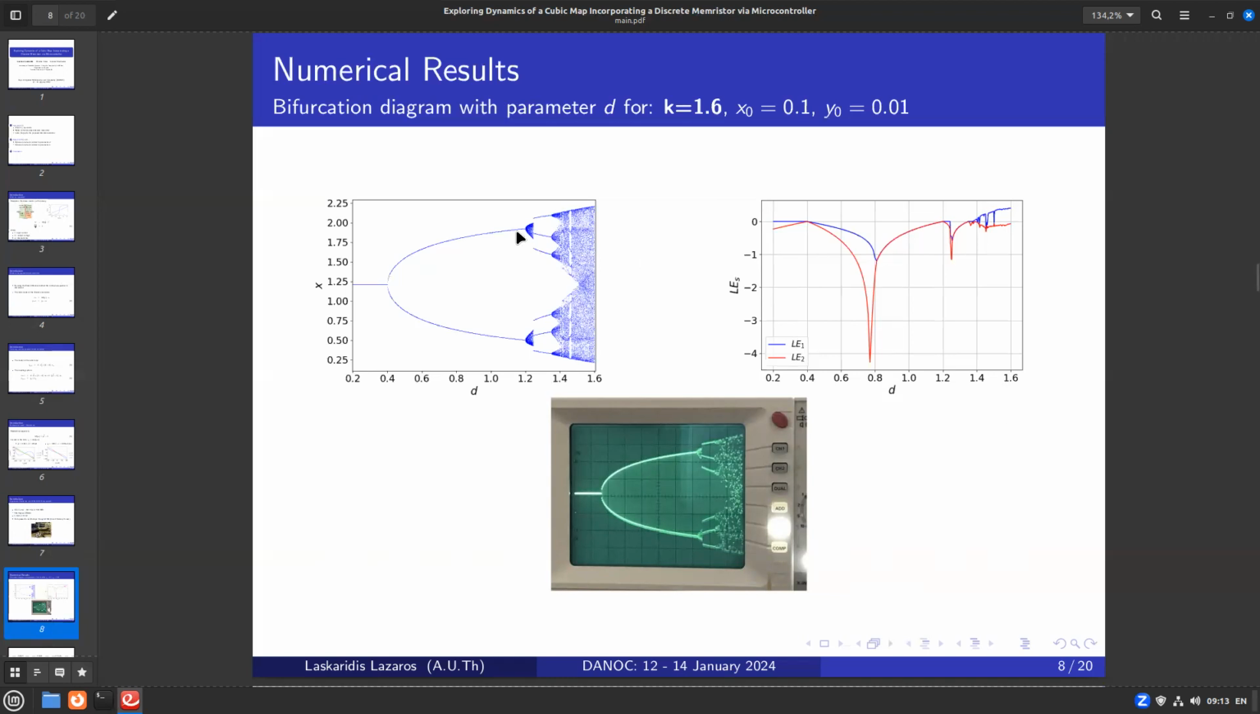Here, from the bifurcation diagram, we observe that the system starts from a fixed point, then goes to period 2, then also the system presents quasi-periodic behavior here, and then goes to period 6, and then through periodic phenomena, it goes to chaos. This behavior is confirmed from the Lyapunov spectrum in the right diagram. And here we are presenting the results from the oscilloscope.